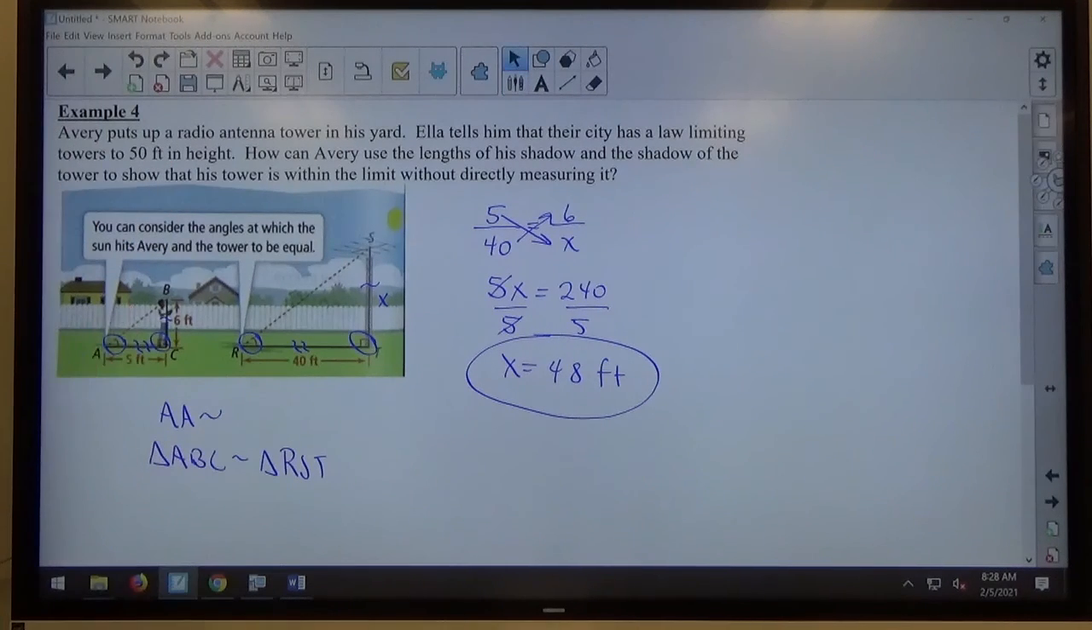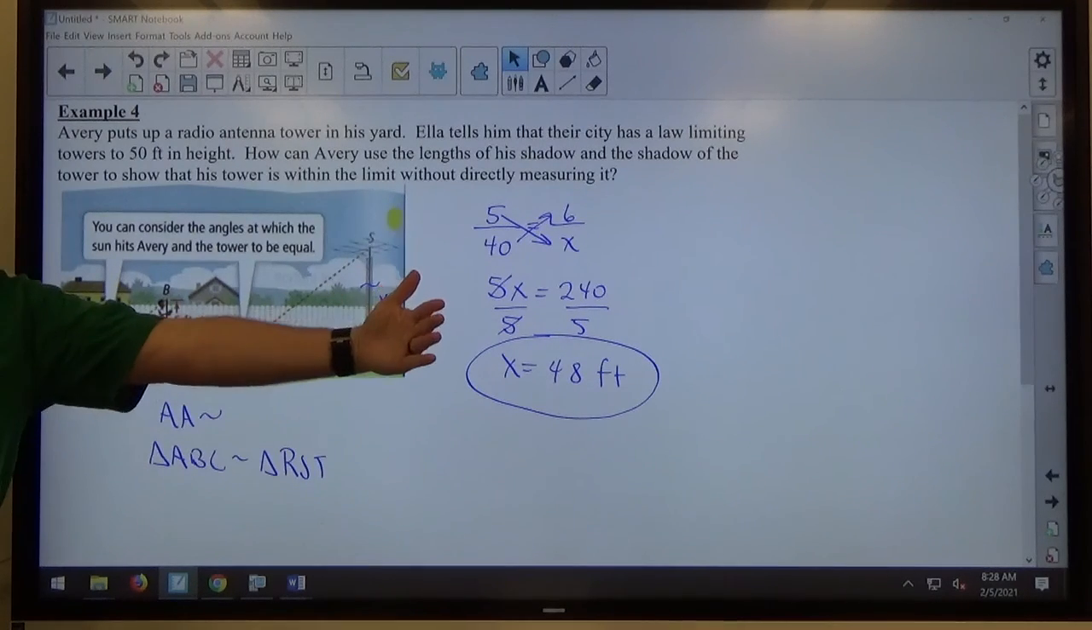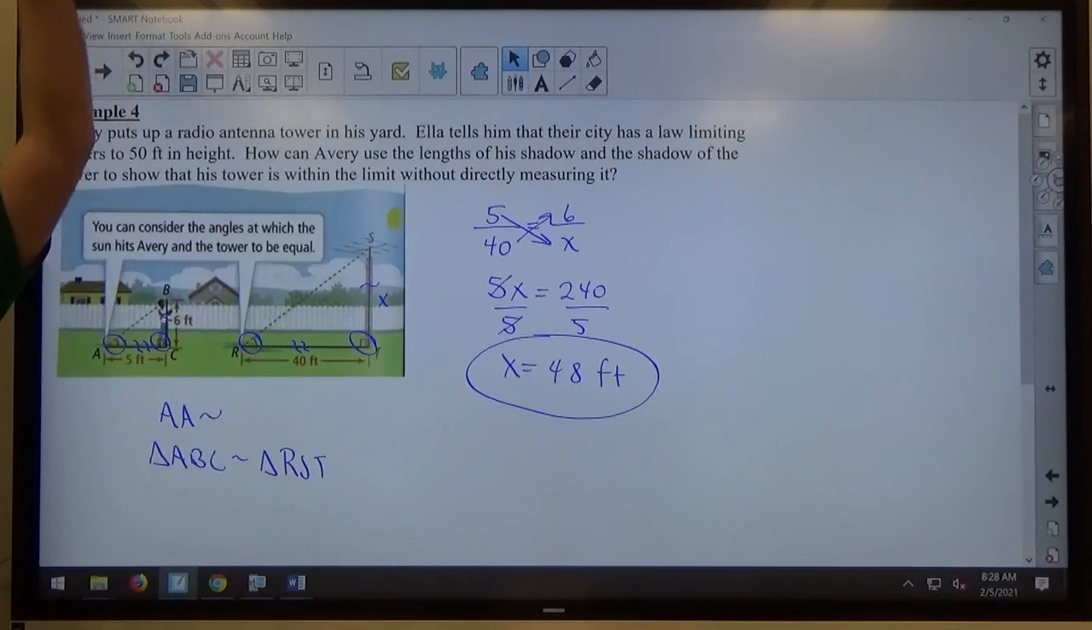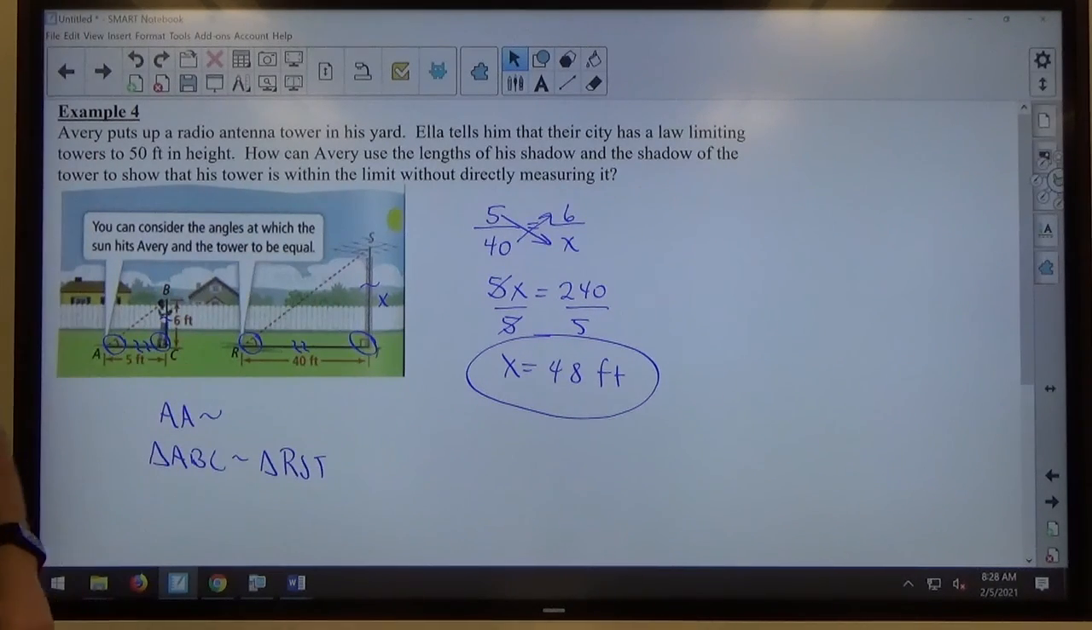Again, that's one of the more common ways that similar triangles are used out in the real world. A lot of times you want to know how tall something is without climbing up to the top and dropping a tape measure, right? So it's easier to measure along the ground than it is to measure up and down. So it's a pretty effective way of measuring tall objects.